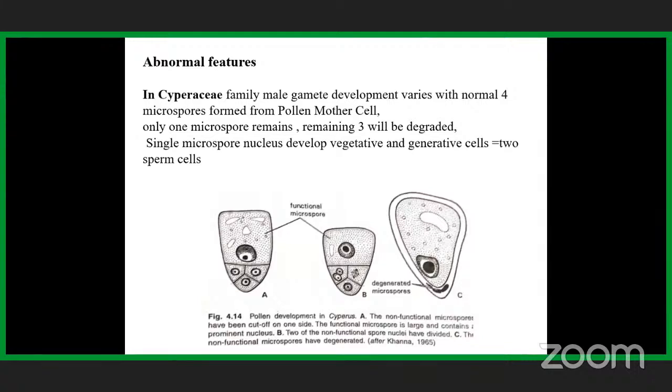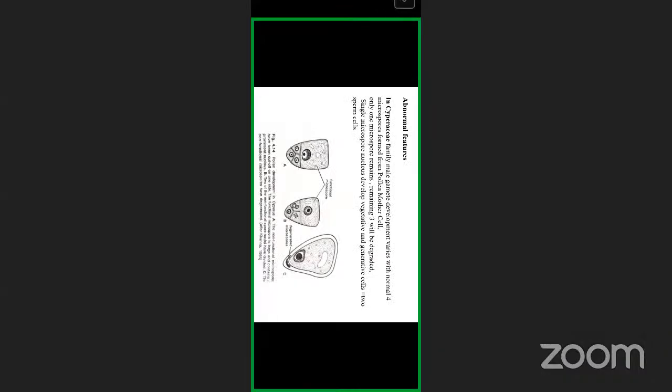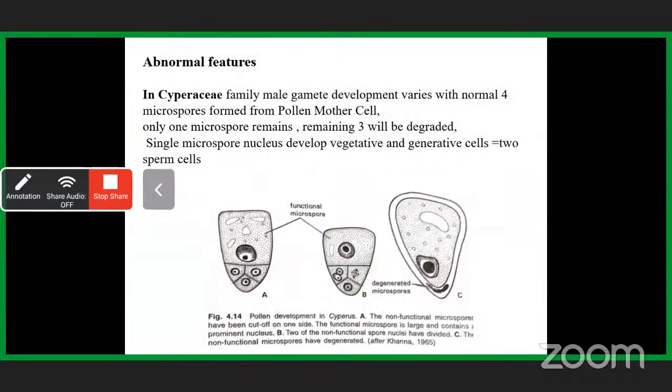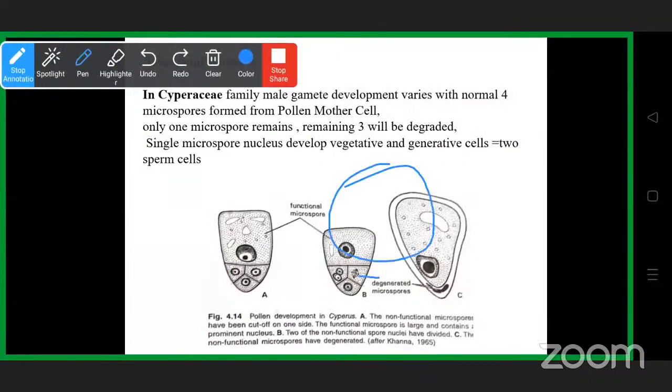I already told you. This is also one of the four most important points from the competitive exam point of view, your knowledge point of view. Cyperus type of pollen. Usually pollen is round, circular, with four pollens inside. But here you can see of the four, three are on one side, only one will remain, one will be larger, and the remaining three will be very small, minute. These will all degenerate. Only one nucleus will remain.